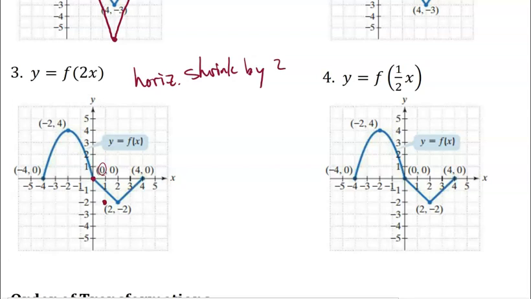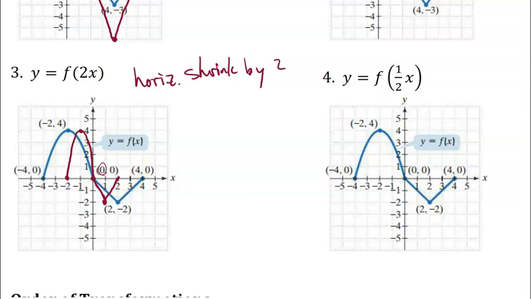So this point moves over here. 4 divided by 2 is 2. Okay, negative 2 divided by 2 is negative 1. And negative 4 divided by 2 is negative 2. Vertically, the heights of those points stay the same. So we still have this kind of parabolic shape and then the line segments. Okay, so there's our horizontal shrink by a factor of 2.